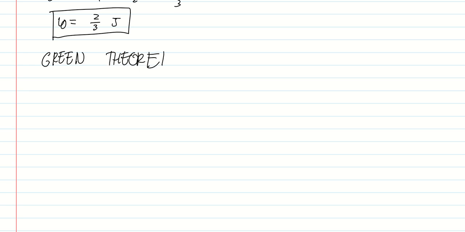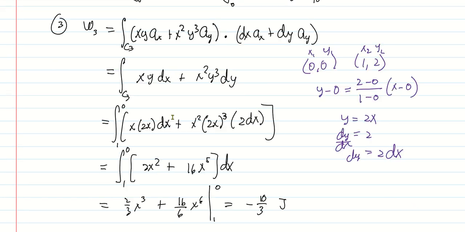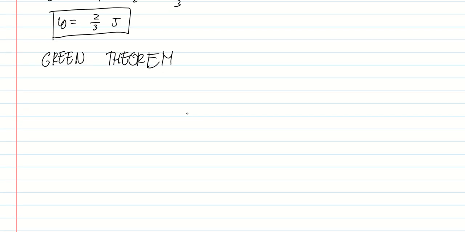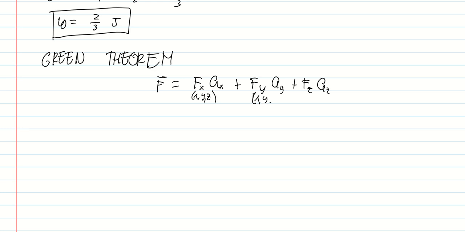So what do we mean? How do we use this theorem in solving this problem? Basically, Green theorem says, if you have a vector F with components F of x a_x plus F of y a_y plus F of z a_z, then these components are all functions of x, y, z.